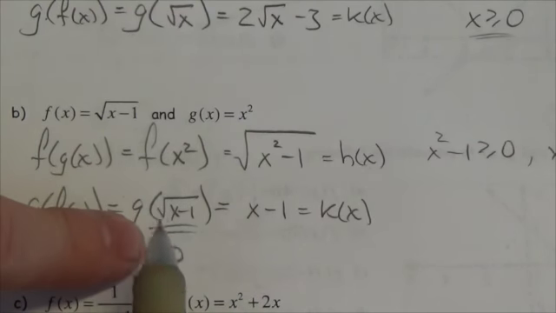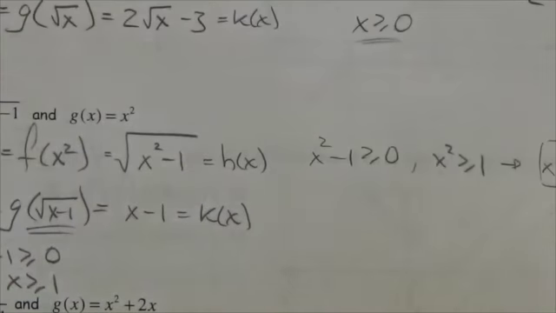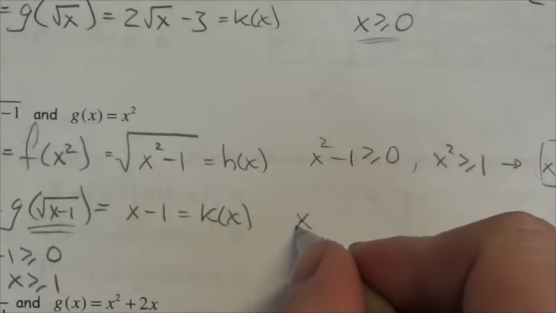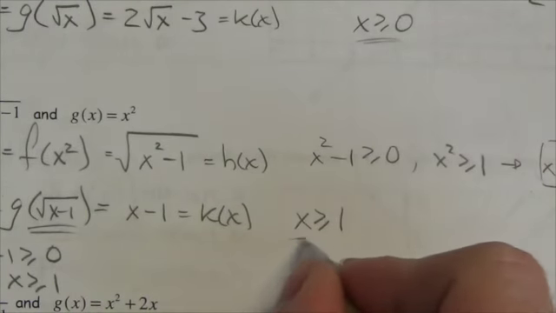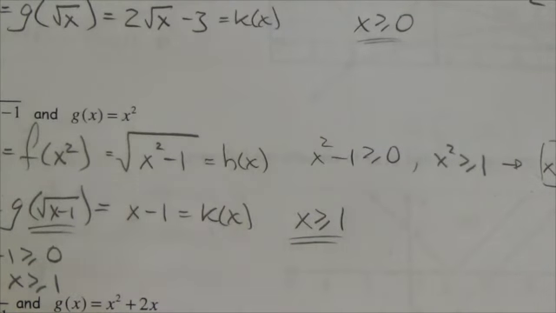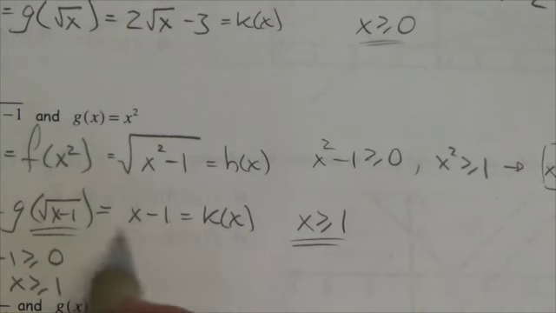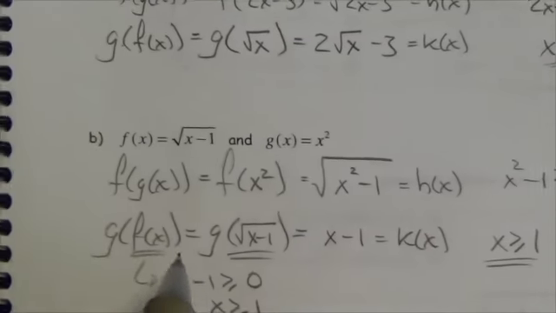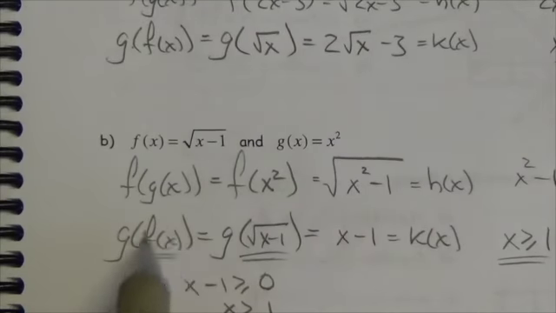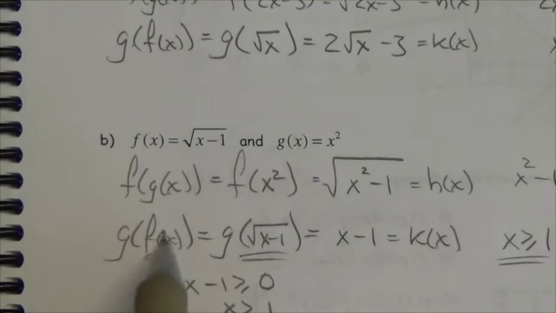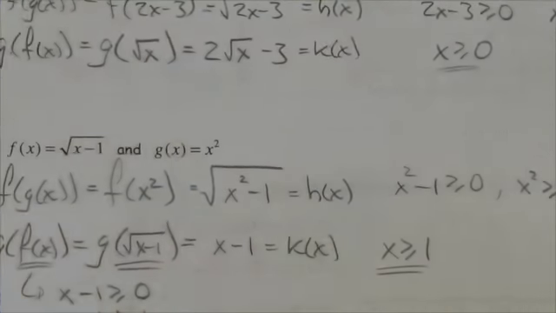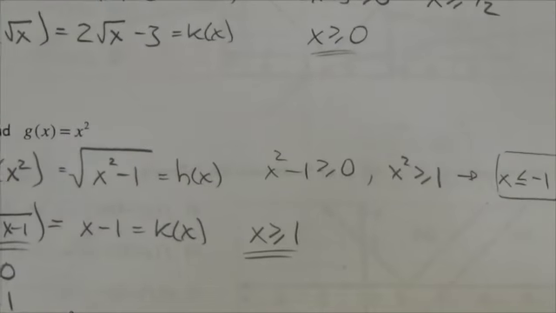Even though the square root eliminates that, we're still stuck with the fact that x has to be greater than or equal to 1 here. That restriction from the beginning has to carry through to the end. It's not possible for this to be defined everywhere, even when one of the pieces of the composition isn't. So the restriction has to be that x is greater than or equal to 1.